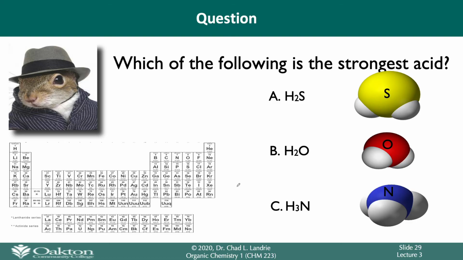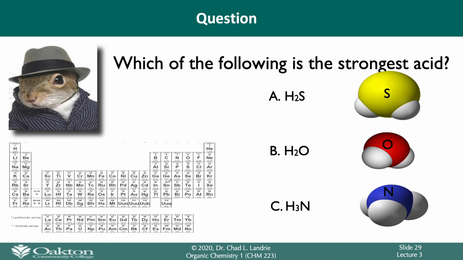All right, take a break now, hit the pause button, and see if you can answer this question. I've given you 3 compounds: dihydrogen sulfide, water, and ammonia. And don't look these up on Google. See if you can predict which of these 3 acids is the strongest by applying the electronegativity and the bond strength principle. Go ahead and take a break and see if you can get that done.